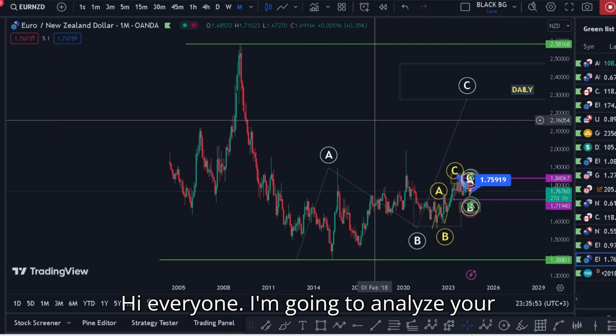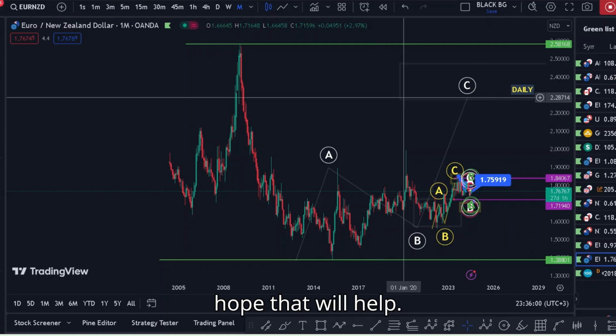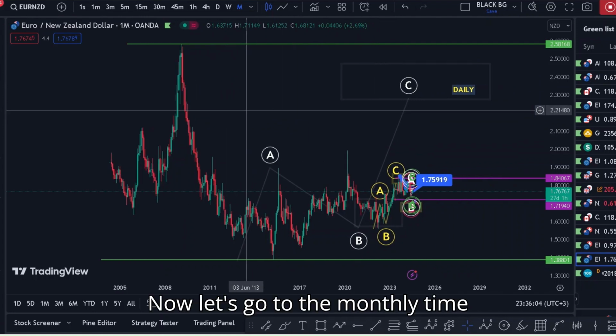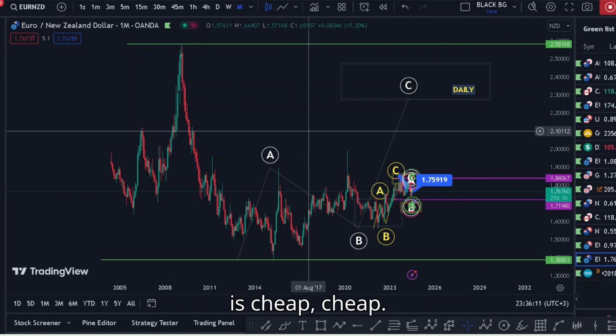Hi everyone, I'm going to analyze Euro and ZD just to explain some lessons in the SK system. I hope that will help. Now let's go to the monthly time frame, and as you see, the market is sheep.